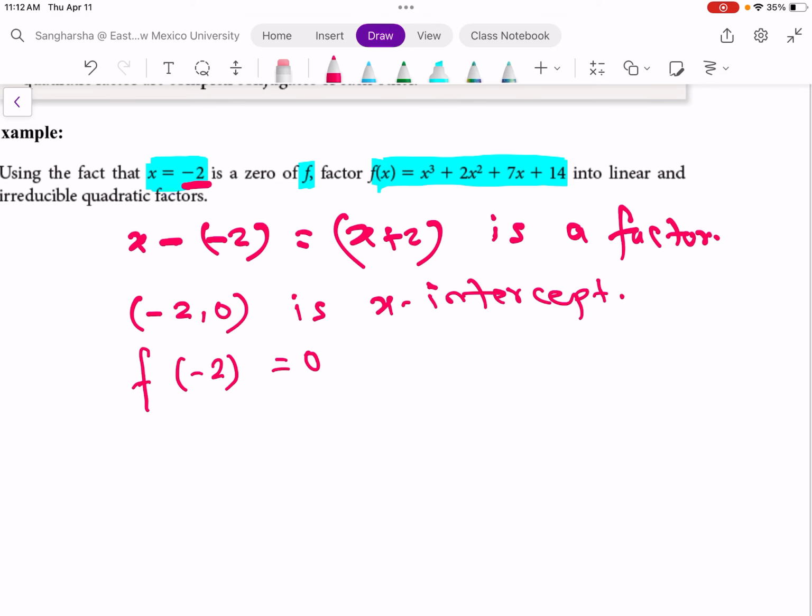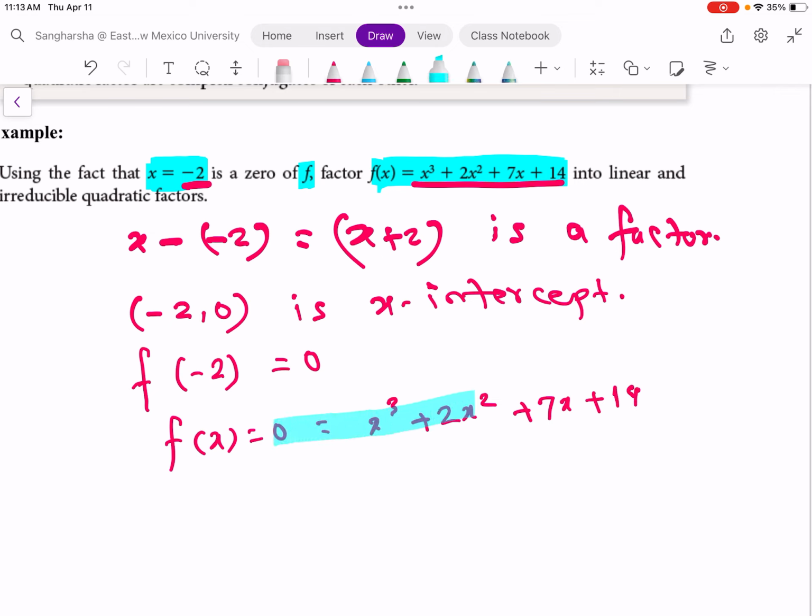So 0 is also a solution for this function. So we have this function, and we can make an equation here. So f of x, which is x cubed plus 2x squared plus 7x plus 14. If we set f of x equals 0, now this is an equation, right?